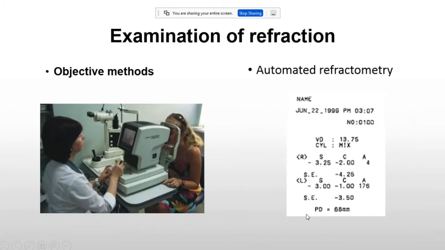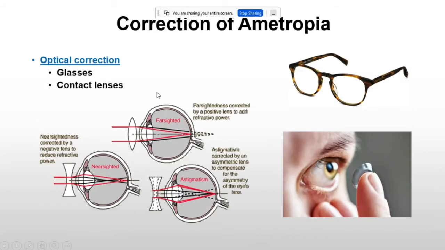Let's do here first, have a look. Hyperopia is corrected by plus glasses. They are convex plus lenses. They bring the focus forward to put the focus on the retina. Myopic eyes are corrected by biconcave minus lenses. They bring the focus backwards.